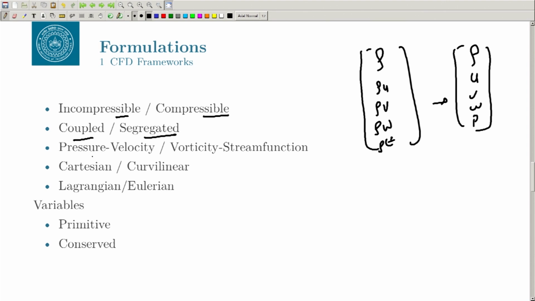You can have the pressure velocity formulation, or you have the vorticity stream function formulation. So you can write your Navier-Stokes equation in terms of vorticity and stream function. It has certain advantages, but the disadvantage is that assigning the boundary condition for vorticity is not that straightforward. But it has been found very useful for certain problems. You can solve in a Cartesian coordinate system or a curvilinear coordinate system. We will have discussions about the curvilinear system in the future.